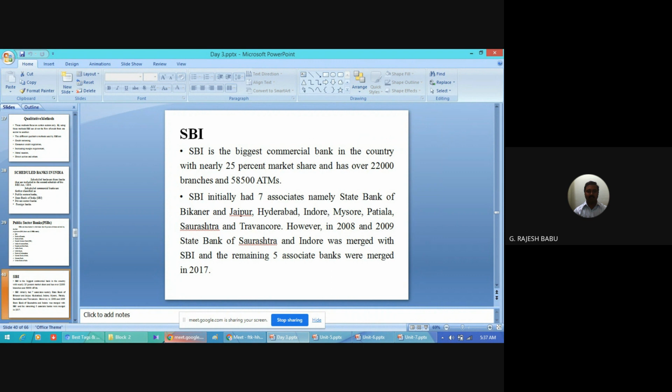However, in 2008 and 2009, State Bank of Saurashtra and Indore were merged with SBI, and the remaining associates, State Bank of Bikaner and Jaipur, Hyderabad, Mysore, Patiala, and Travancore, merged in 2017. Now it's called SBI, State Bank of India.